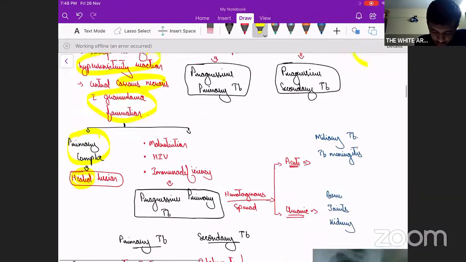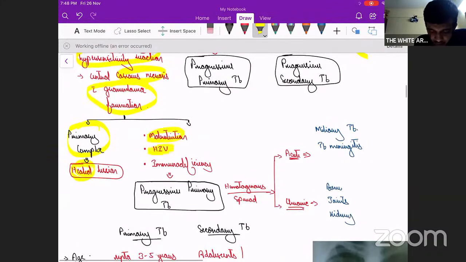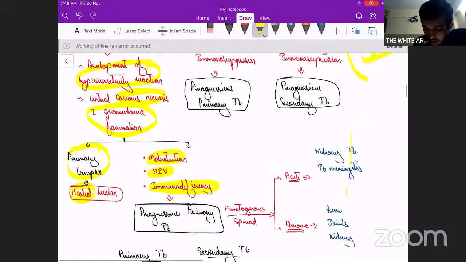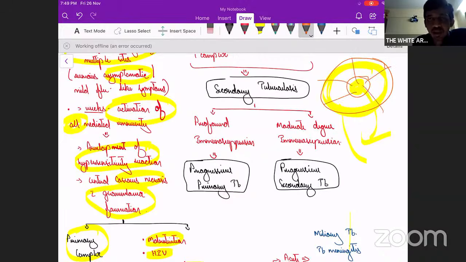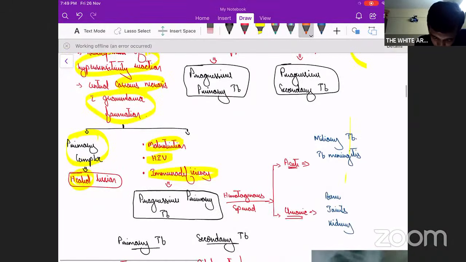If there is malnutrition, or HIV, or any immunodeficiency, the child will progress to have the disease because he will not be able to wall off the disease foci, correct? This is the disease foci. If the immune response is good, you will wall off the disease. But if it doesn't happen, there will be dissemination of the disease, correct? That is when we get progressive primary tuberculosis.